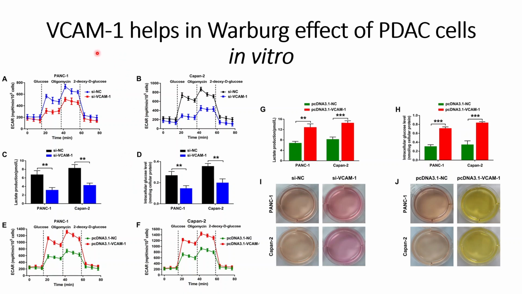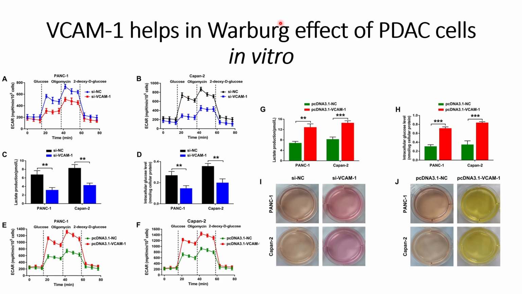Today we will discuss the role of VCAM in pancreatic cancer cells towards the Warburg effect. So what is the Warburg effect? The Warburg effect is commonly known as cells using the aerobic glycolysis process for energy production, that is ATP production. However, it is an inefficient process compared to regular glycolysis, as in the Warburg effect only 2 ATPs are produced, whereas in regular glycolysis 36 ATPs are produced.